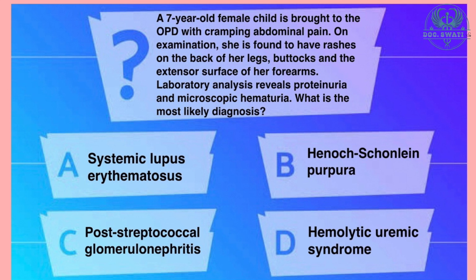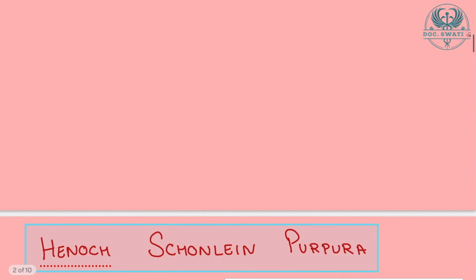Option A. Systemic lupus erythematosus. Option B. HENOCH SCHÖNLEIN PURPURA. Option C. Post-streptococcal glomerulonephritis. Or option D. Hemolytic uremic syndrome. So which option do you think is the correct one? Well, yes, option B. HENOCH SCHÖNLEIN PURPURA is the correct answer.